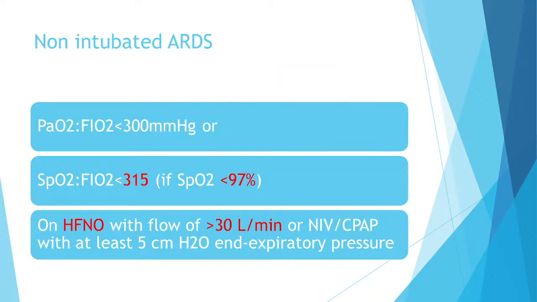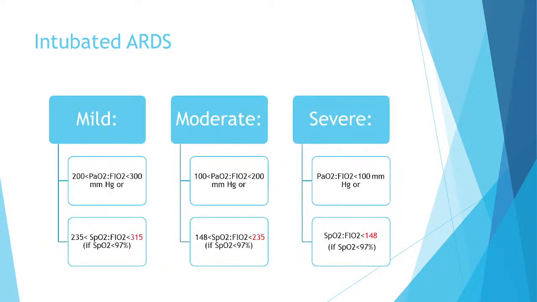So coming to the first category of ARDS, that is satisfying the initial 3 criteria. First is non-intubated ARDS, which is a new concept. We have a PF ratio less than 300 millimeters of mercury, or an SF ratio less than or equal to 315, given that the SpO2 is less than 97%. And the patient is on high flow nasal oxygen with a flow of more than 30 liters per minute, or our conventional NIV or CPAP with at least 5 centimeters of water.